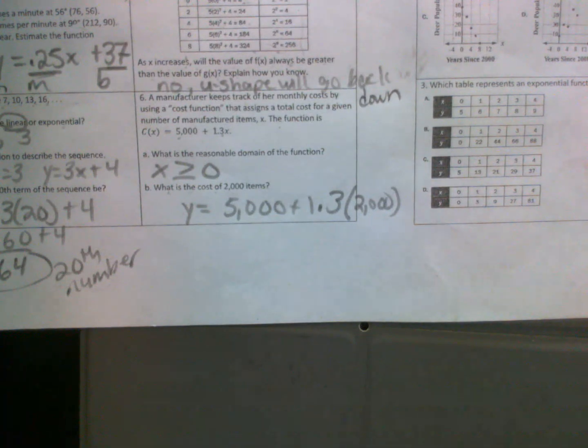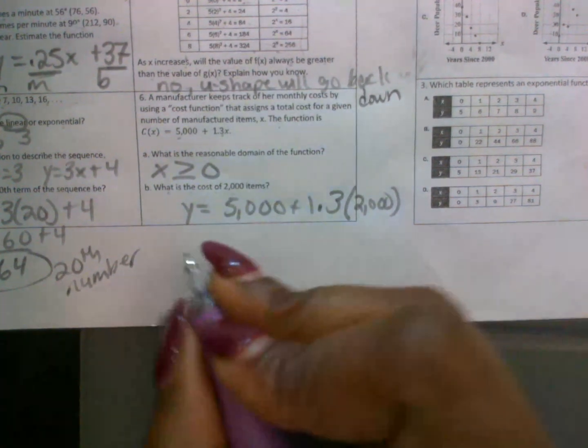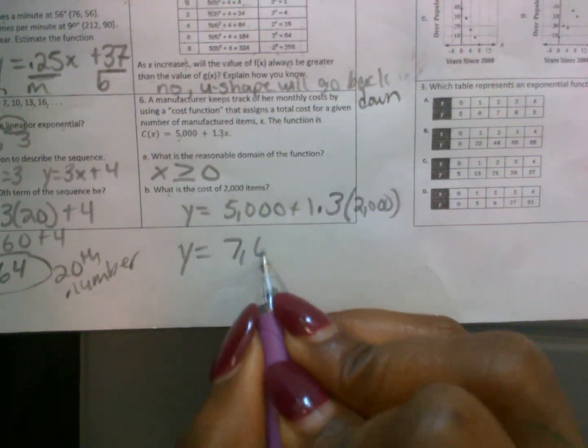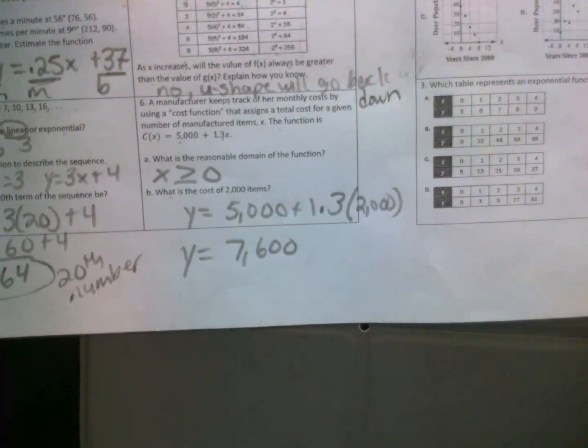All right, so go ahead and figure that out. I got 7,000. Very good. You said 7,000 what? 600. Okay. All right. You ready for next?